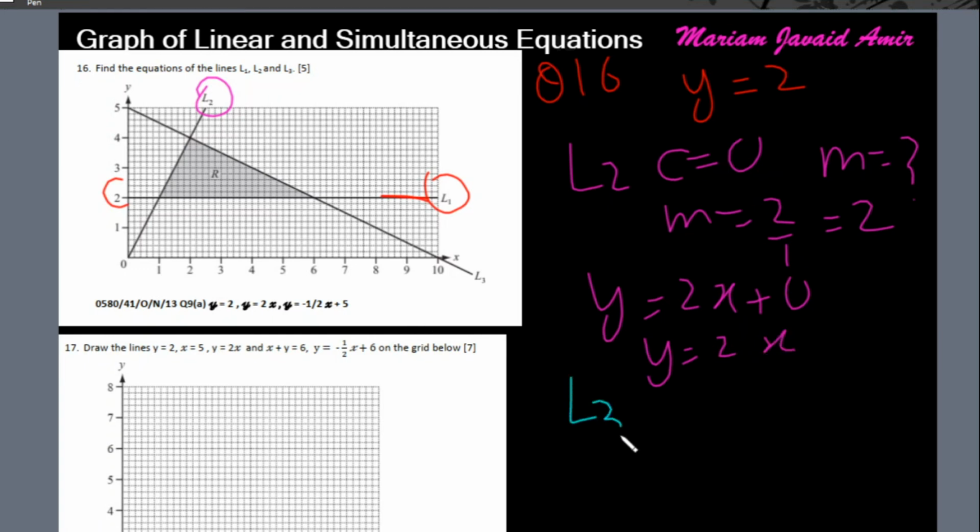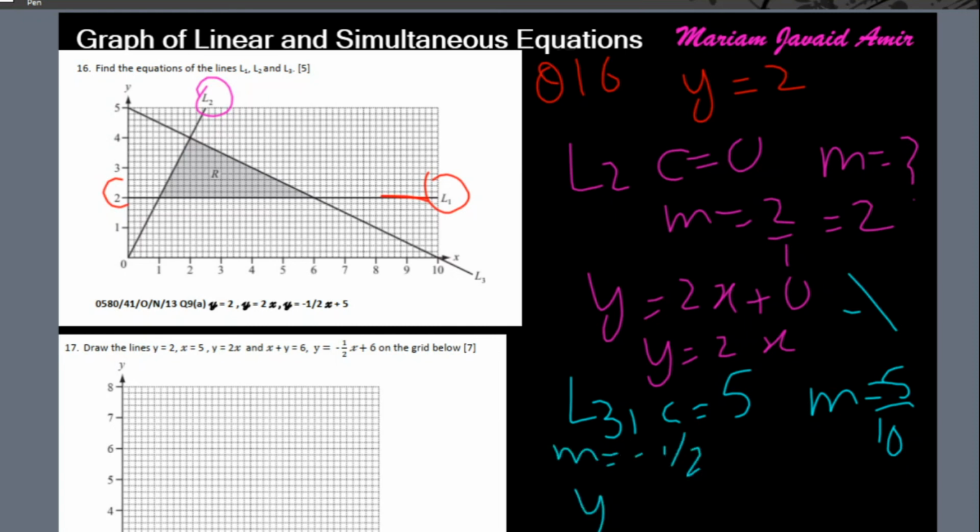For line 3, c is simply 5 because the graph is cutting the y-axis at 5. Now let's try to figure out the rise. So this is 5, the rise, and the run is 10, 0 to 10. So m will be 5 over 10, which is half. And also notice that it's a falling line, so m will be minus half. So the equation is y equals minus half x plus 5.